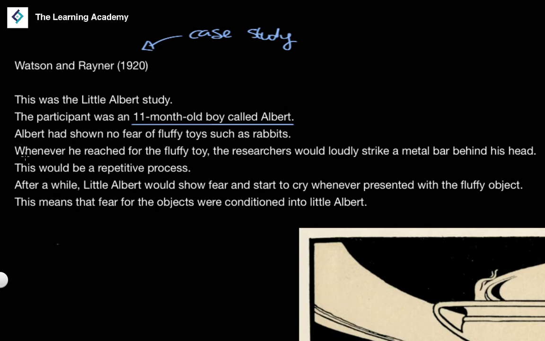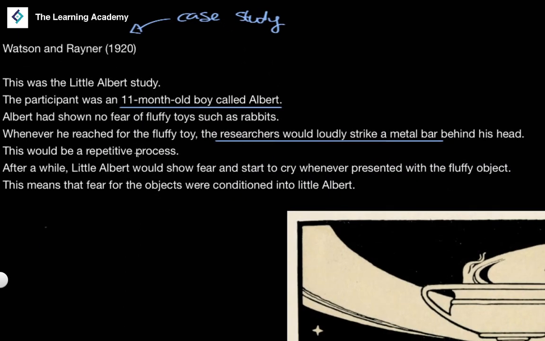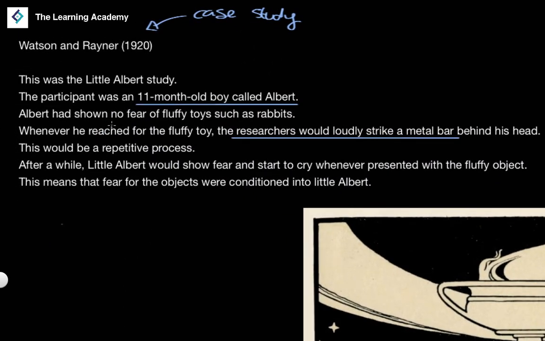And so they placed Albert down and placed down a fluffy toy. And whenever Albert reached for the fluffy toy, the researchers would loudly strike a metal bar behind his head. Now, this is not in any way an endorsement of this case study, because it was done in 1920, and I think the ethical implications of this study would mean it wouldn't be done today. But anyway, this was a repetitive process. Whenever Albert reached for the fluffy toy, metal bar struck behind his head.